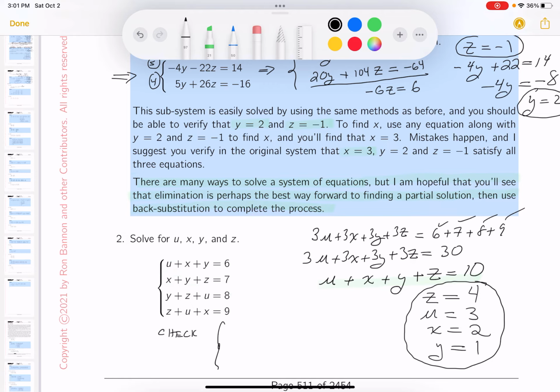I believe u is 1. I'm sorry, 3. I believe the x is 2. And I believe the y is 1. And they said 6. That is good.